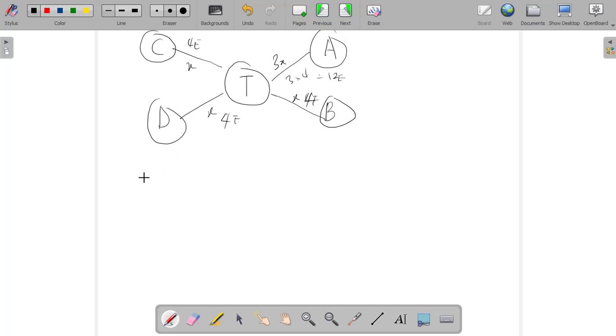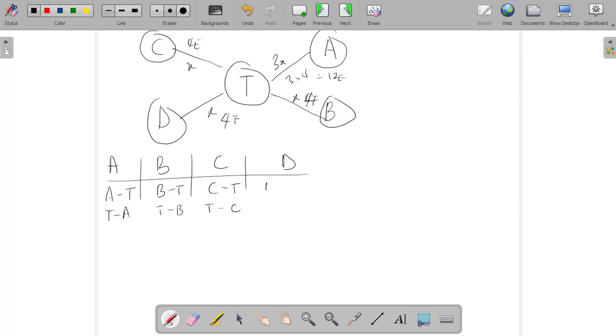So let's look at the number of one-way routes in this system. We have our table A, B, C, D. Remember, we're dealing with one-way routes, so we shall have A to T, and then T to A, B to T, T to B, C to T, T to C, and then finally D to T, and T to D. So you can see from the table that we have 8 one-way routes in the system that contains the tandem exchange.